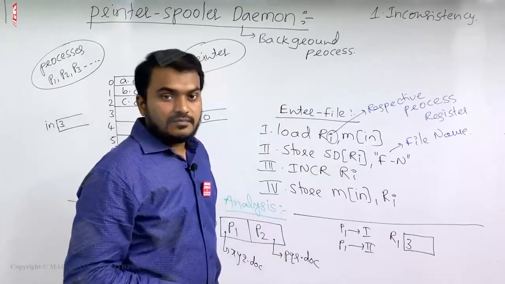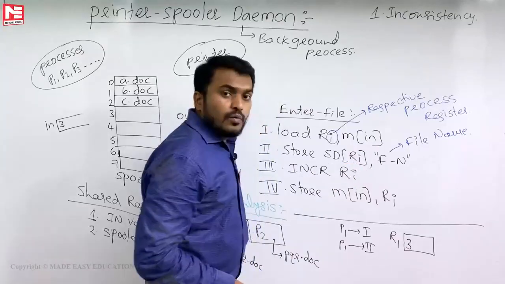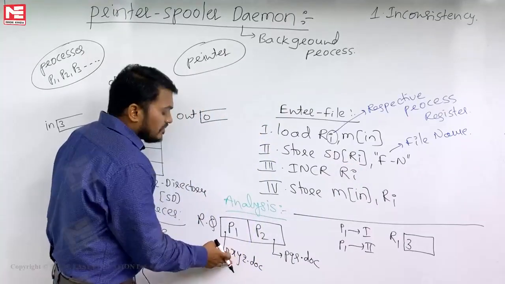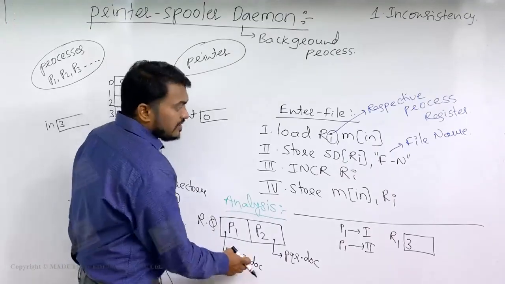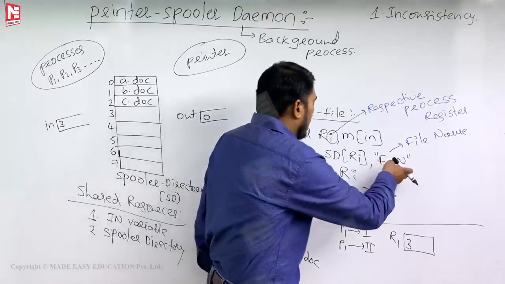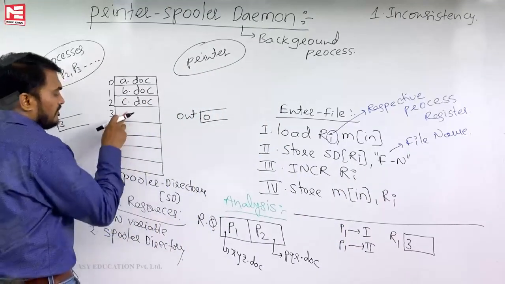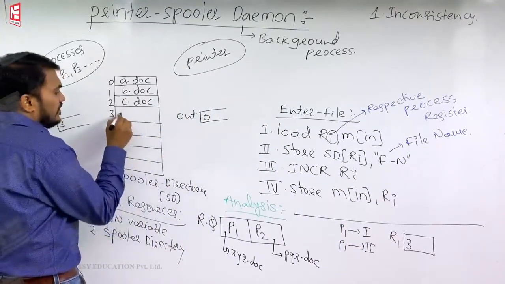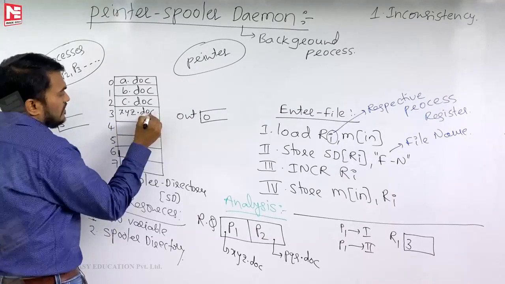करना है. So what is the file name the process is having? You have to store that in the SD of 3. So what is the file name P1 is having here? xyz.doc. So P1 file name is xyz.doc. So let's store this file in the SD of 3 here. SD of 3 मतलब spooler directory of 3. So we are going to store that. xyz.doc.